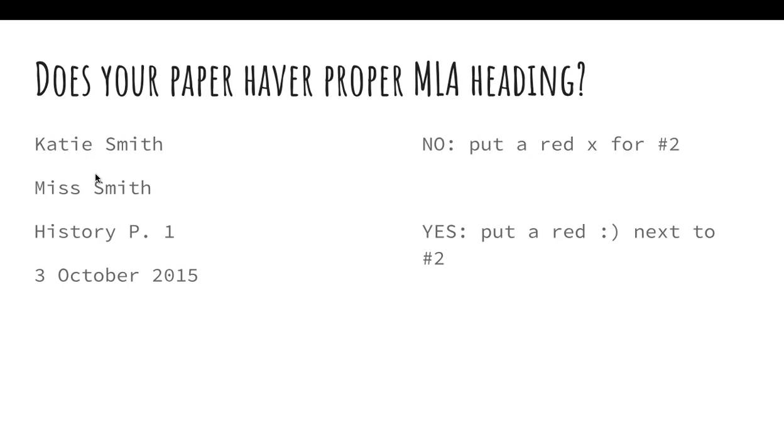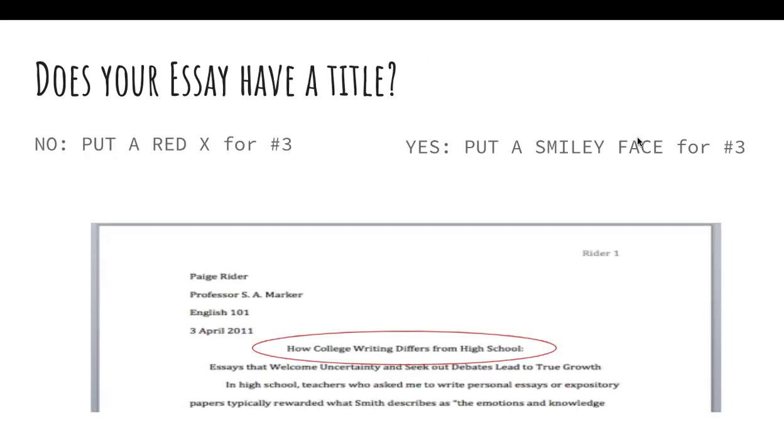Does your paper have a proper MLA heading? Your name, my name, class and period, and the date. If it does not have a proper MLA heading, put an X for number 2. If it does have a proper MLA heading, put a smiley face next to number 2. Does your essay have a title? If your essay does not have a title, put an X for number 3. If your essay does have a title, put a smiley face for number 3.